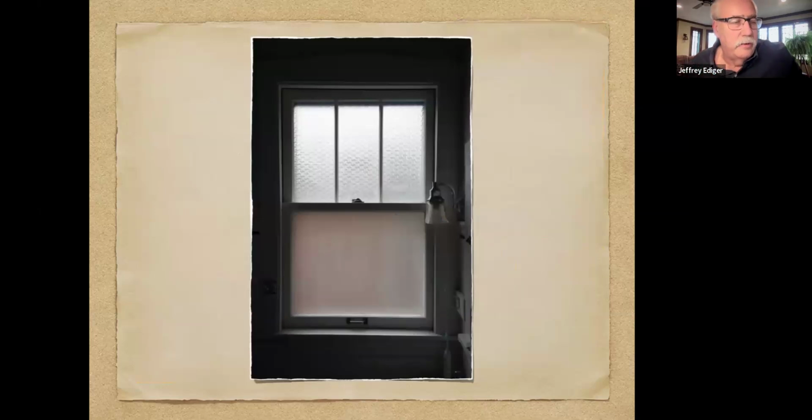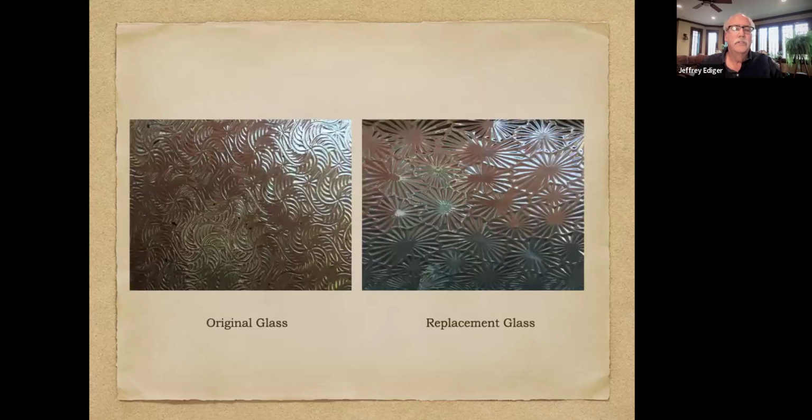Here's a place where they didn't have original. That bottom window isn't in shadows because it's lower than the top one. It's in shadows because it's a different kind of glass. The original glass is on the left. The replacement glass is on the right.